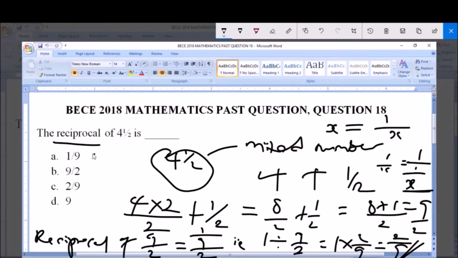A here says 1 over 9, which is wrong. B says 9 over 2, which is wrong. C says 2 over 9, which is correct. And D says 9, which is wrong. So therefore our answer is C, 2 over 9.